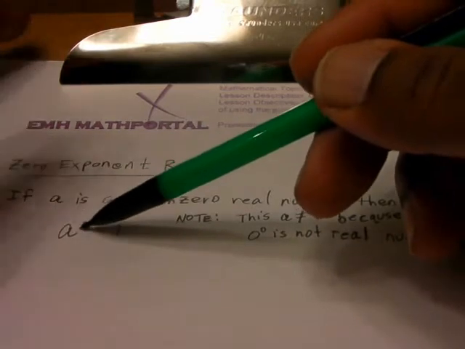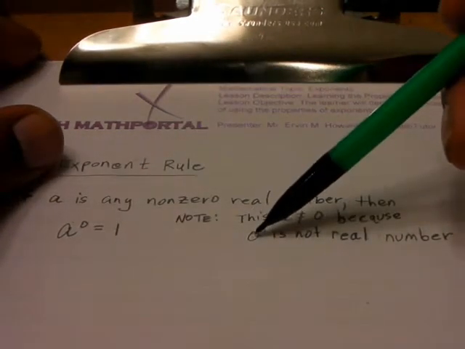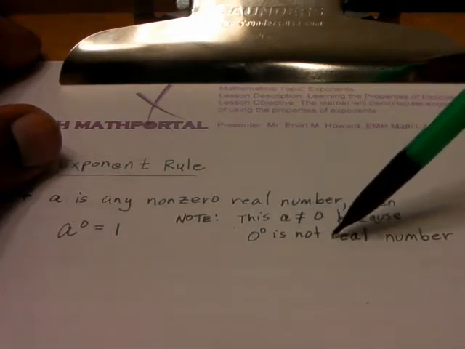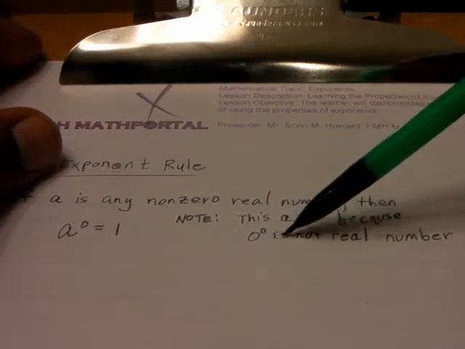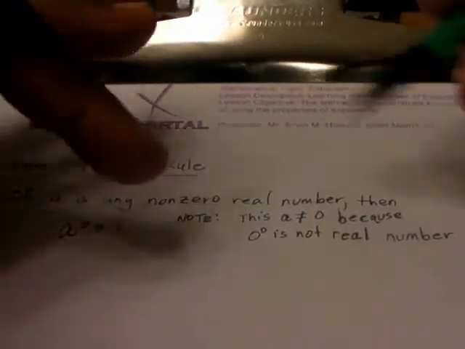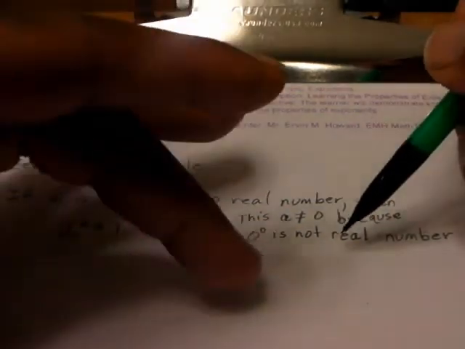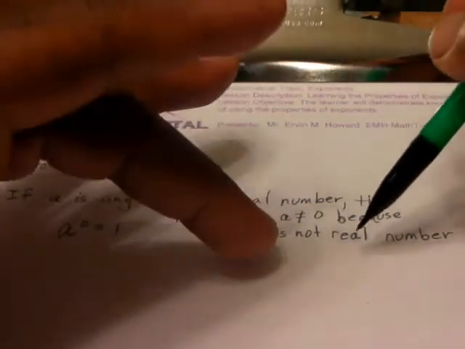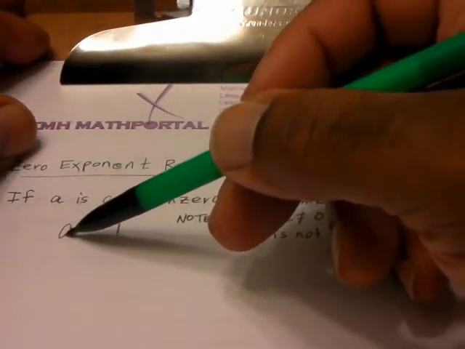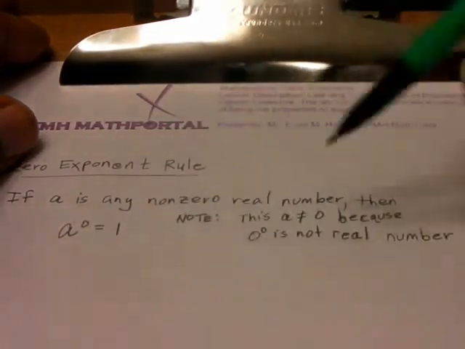It has to have a value. 0 for the base does not have value. So I've written here that 0 raised to the power of 0 is not a real number. So that does not apply. That's the only instance where the value is not going to be 1. So the base must be a non-zero real number.